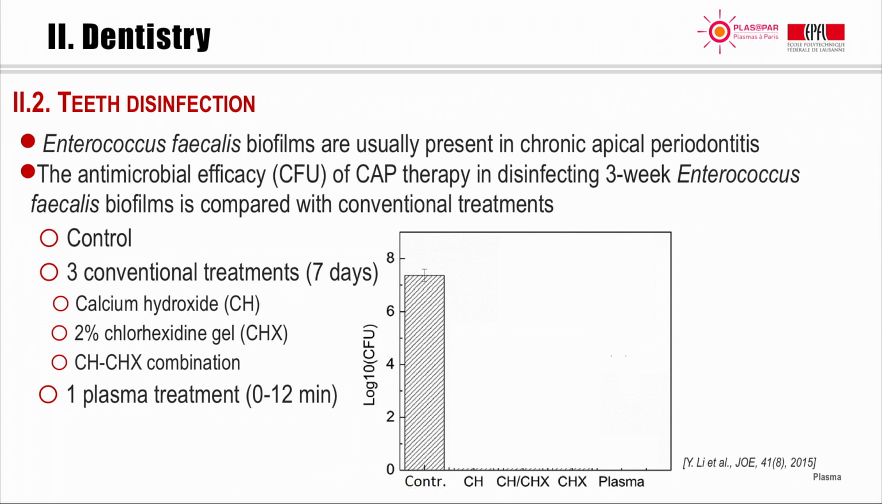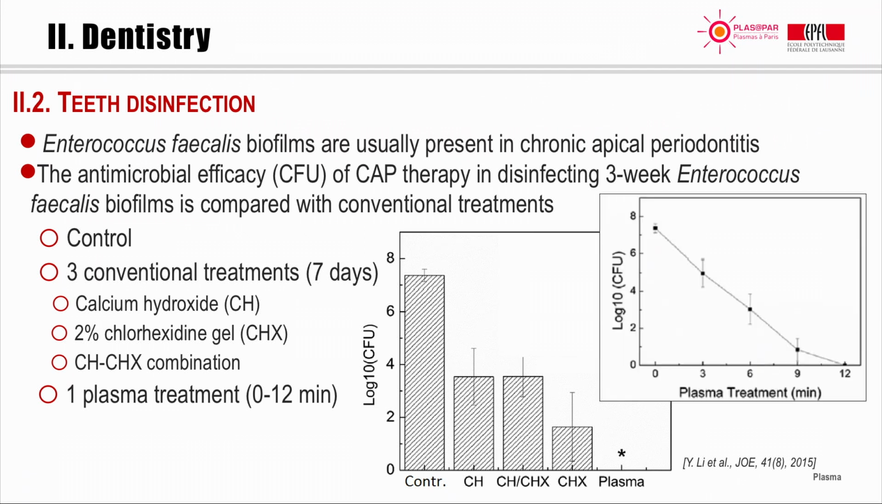The results are reported in this figure where bacteria populations are expressed in CFU. The plasma treatment leads to a larger decrease in bacteria population, and this decrease is time dependent, as can be observed here on this second figure. Hence, a treatment as short as 12 minutes is sufficient to eradicate Enterococcus faecalis, while the other conventional treatments still have populations close to 4.